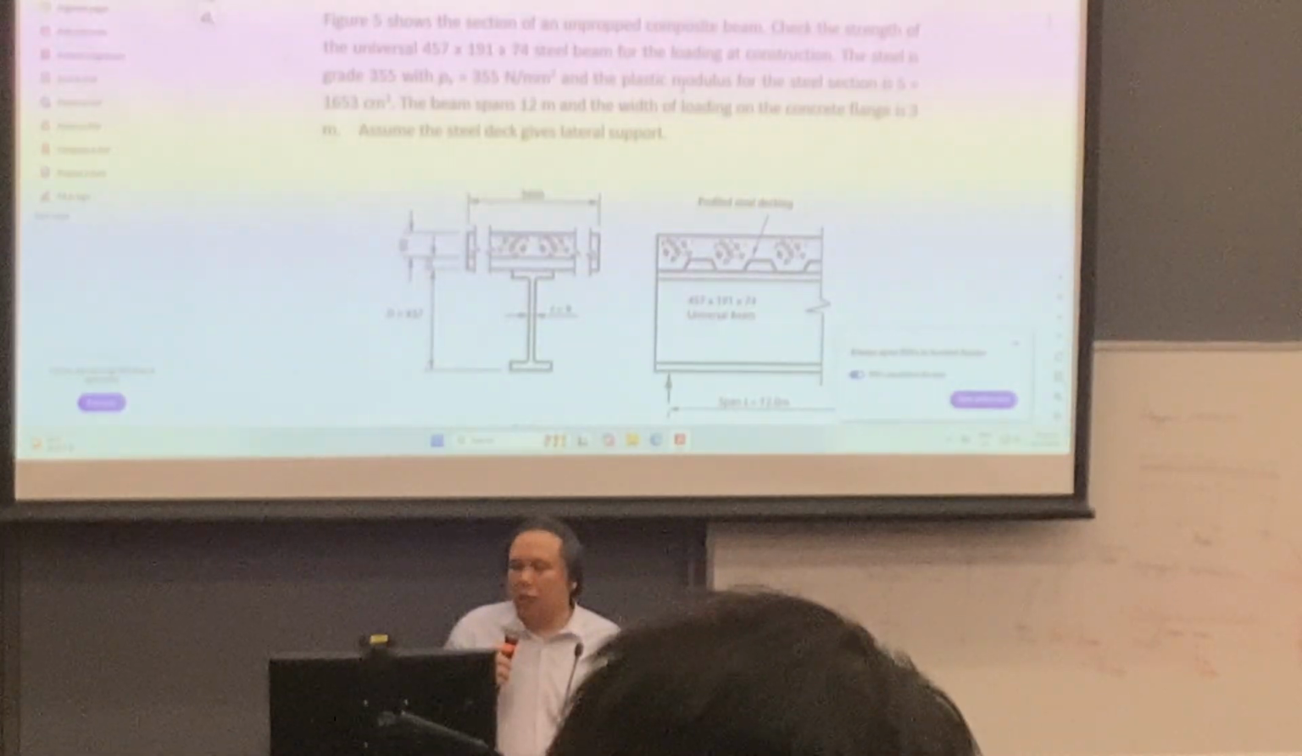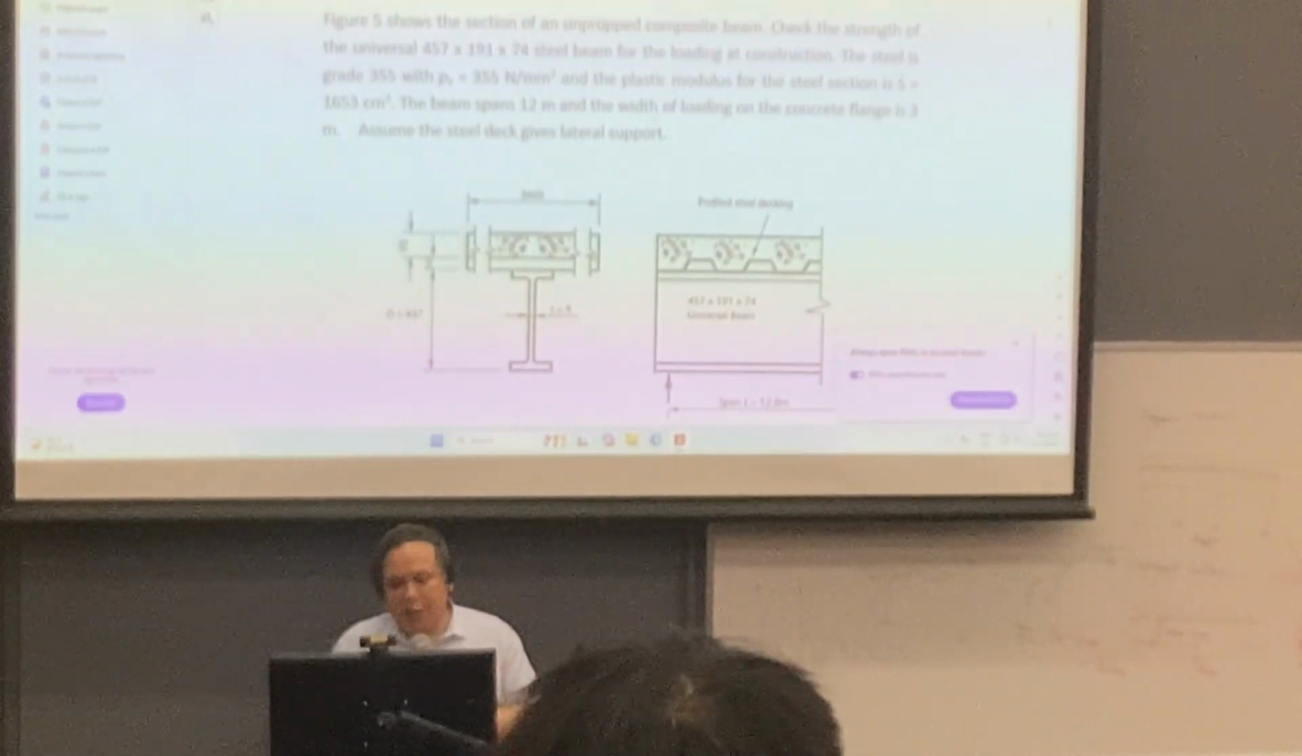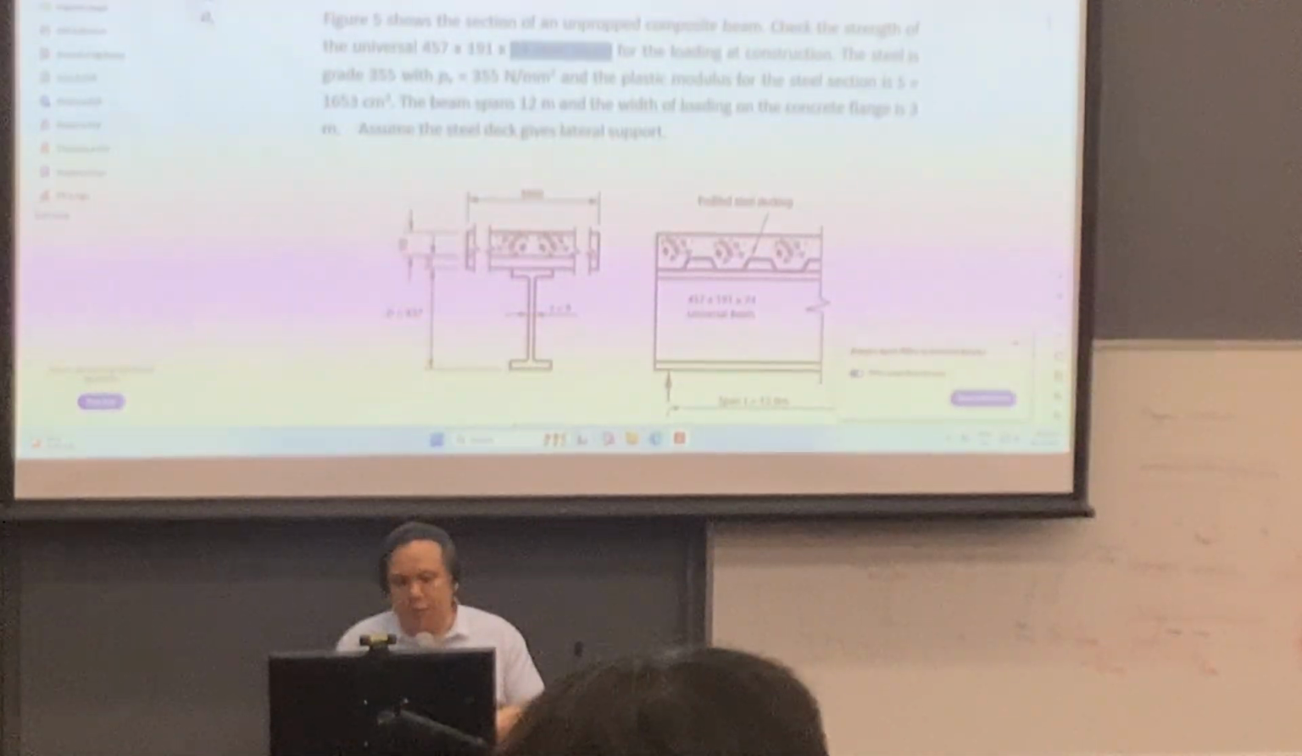Then for here, check the strength of the universal 457 x 191 x 74 steel beam here.